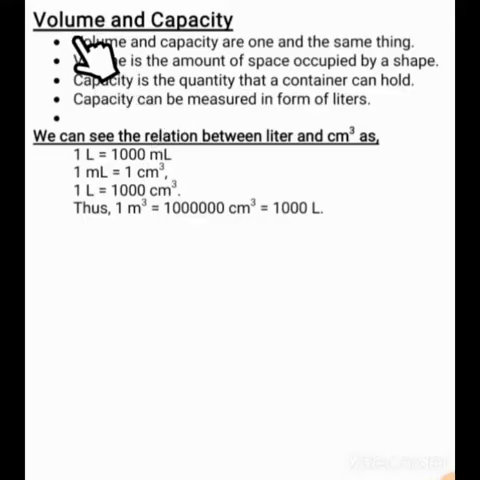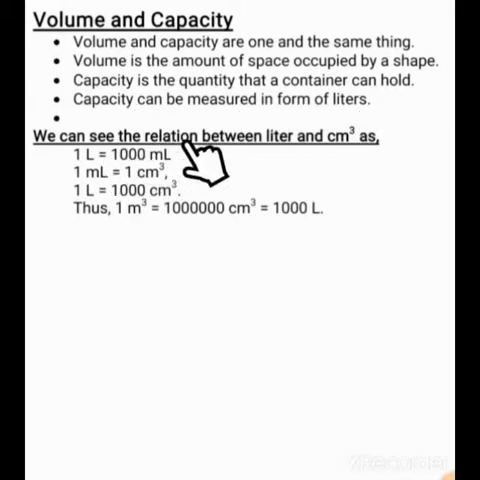Now our next topic is volume and capacity. Volume and capacity are one and the same thing. Volume is the amount of space occupied by an object. Capacity is the quantity that a container can hold. Capacity can be measured in liters.